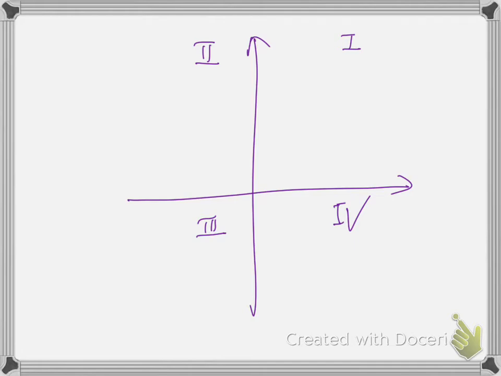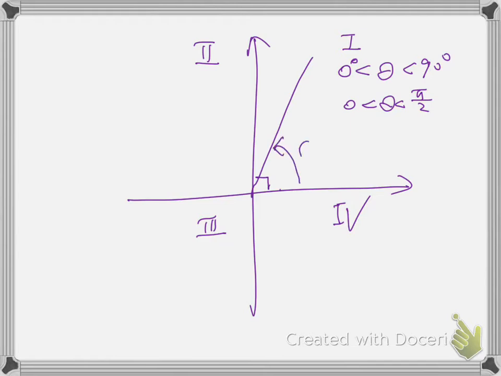So now for any angle in the first quadrant, that means it's between 0 and 90. So this angle will be between 0 degree and 90 degree. Or you can say it's between 0 and pi over 2 in radian measure. So you got some angle theta here. So now let's change the color.